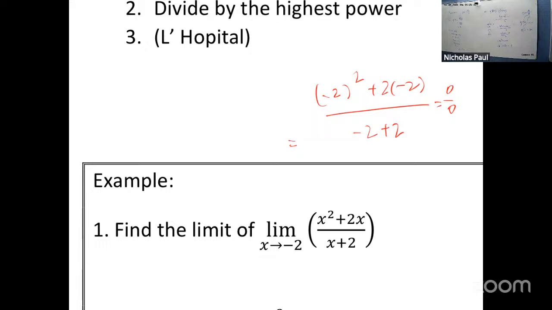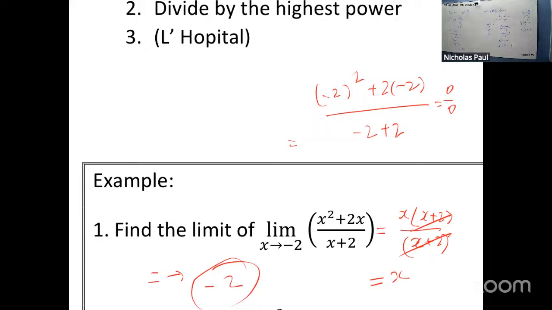The first rule you're using is what? What is the first technique used? Factorization, right? As Darian said, you can factor the x. And what happened to the x? The x plus 2 will cancel, and you'll end up with x. Then you plug in your minus 2, and the answer is minus 2. Is that okay?